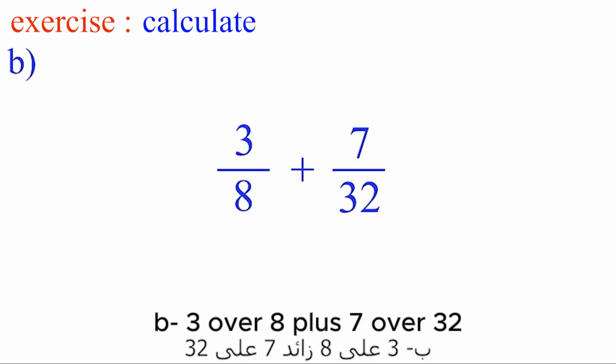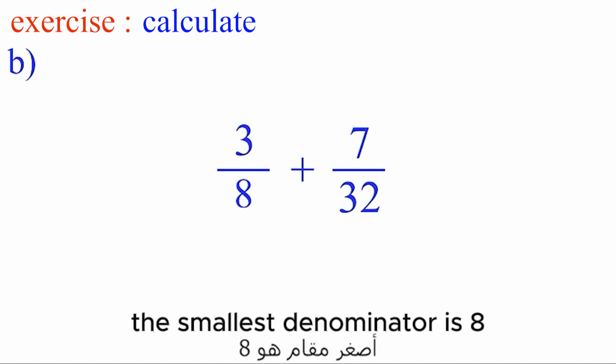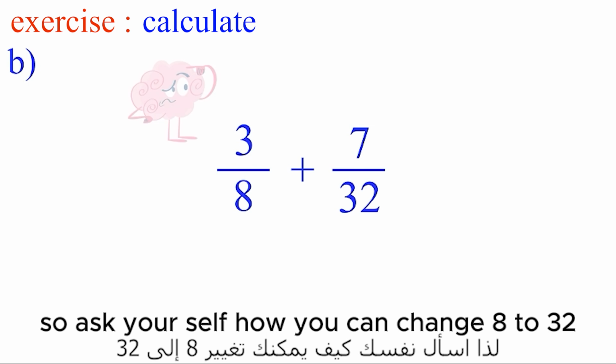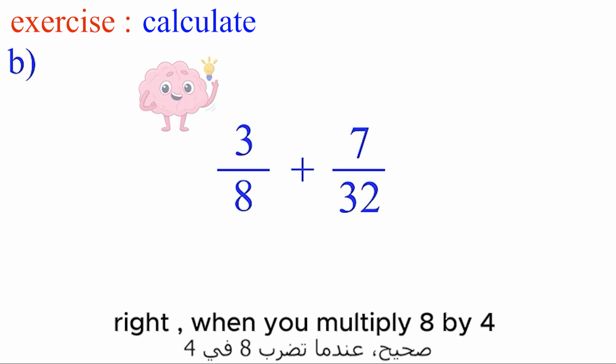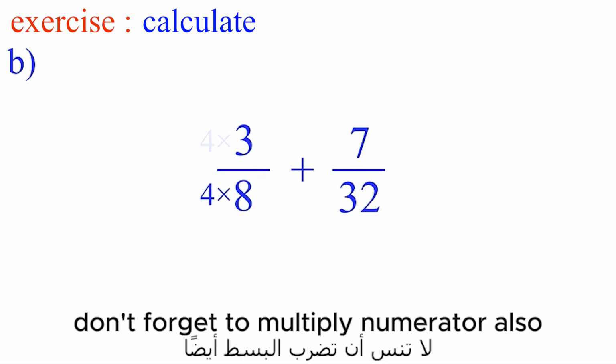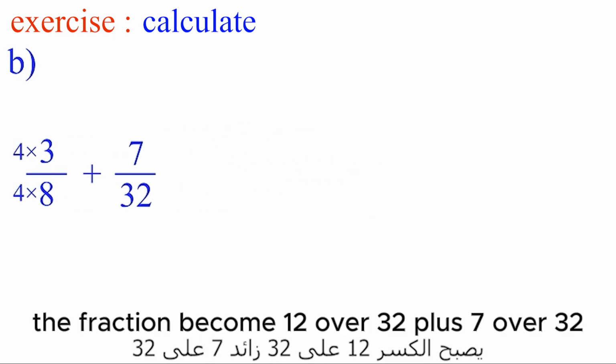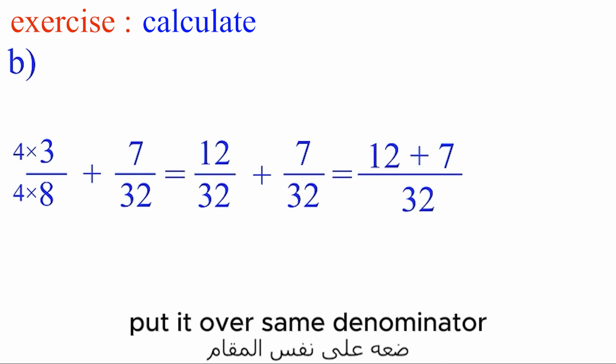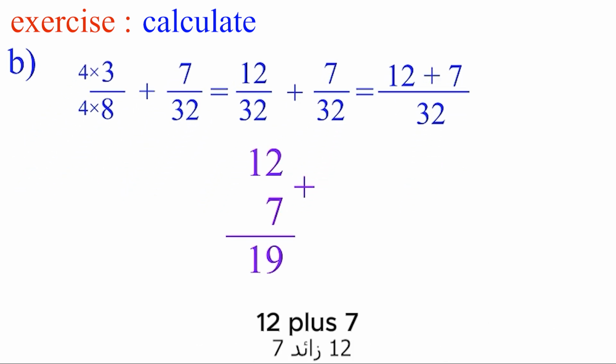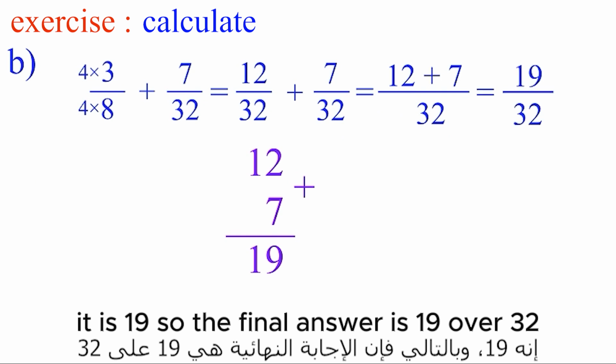b, 3 over 8 plus 7 over 32. The smallest denominator is 8. So ask yourself how you can change 8 to 32. Right, when you multiply 8 by 4. Don't forget to multiply the numerator also. The fraction becomes 12 over 32 plus 7 over 32. Put it over the same denominator, 12 plus 7. It is 19, so the final answer is 19 over 32.